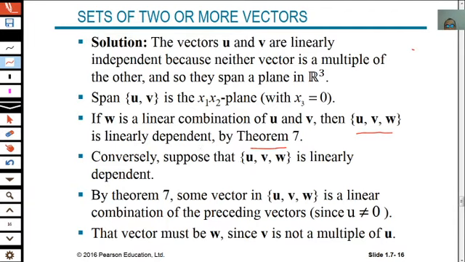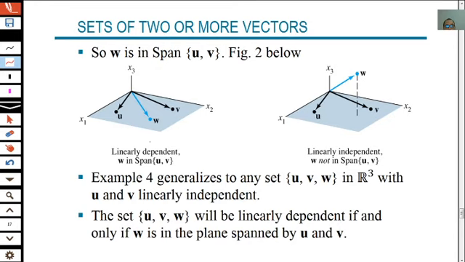Conversely, suppose that the set is linearly dependent. By Theorem 7, some vector in this set is a linear combination of the preceding vectors. That vector must be w, since v is not a multiple of u. Therefore w is a linear combination of the vectors u and v, c1 times u plus c2 times v, because u is not a multiple of v. So w is in the set spanned by the vectors u and v.